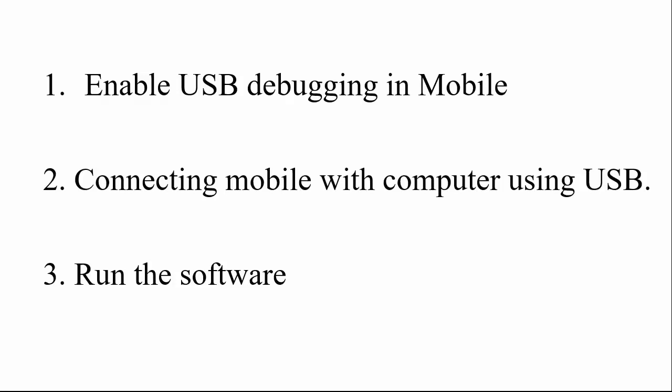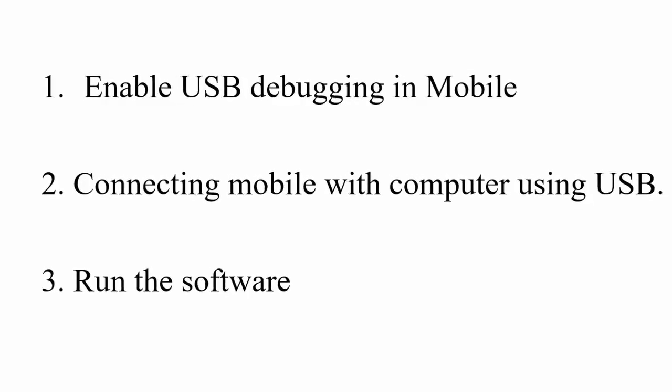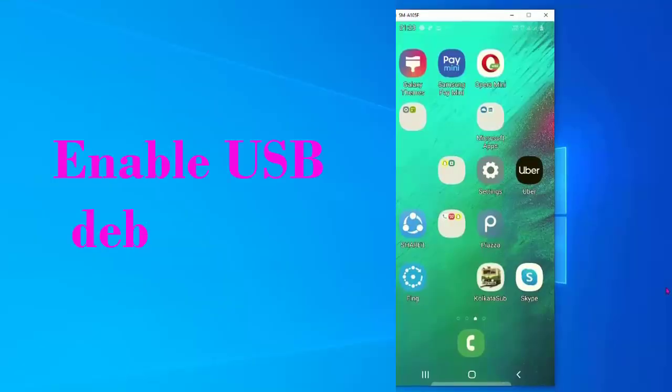To complete the task, we need to go through 3 steps. First, we need to enable USB debugging in mobile. Next, we need to connect the mobile with the computer through USB. And next, we need to run the software. One of the biggest advantages of this scrcpy software is that there is no need to install it on my desktop. Now I am showing what settings need to be done in mobile.